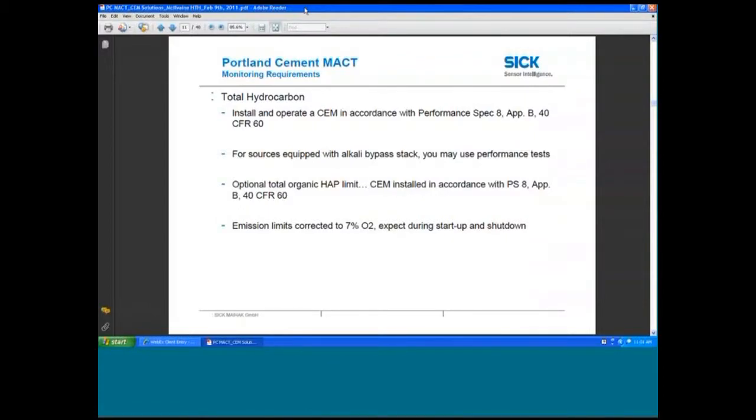Total hydrocarbon simply must install and operate a CEM in accordance with Performance Spec 8, which is the performance spec for THC analyzers. But there were some caveats. For sources equipped with alkali bypass stack, you can use performance tests on a regular basis in lieu of a CEM. And they also gave an additional or an optional total organic HAP limit. But that limit just gives you a different limit to meet. It doesn't necessitate getting away from the CEM. And then, of course, this emission limit is corrected to 7% O2, except during startup and shutdown. Next slide.